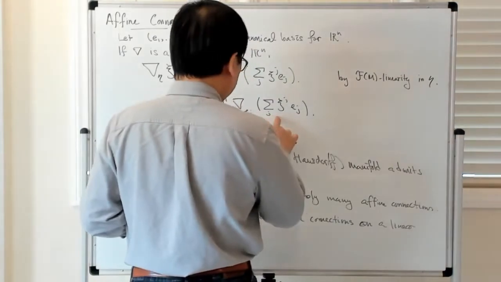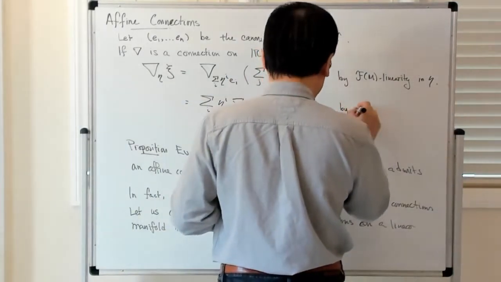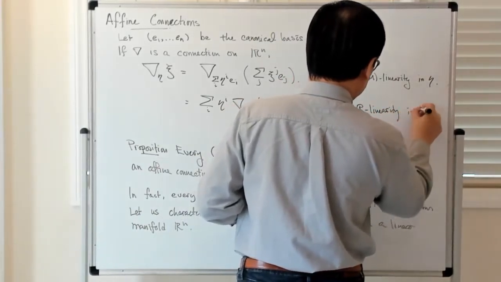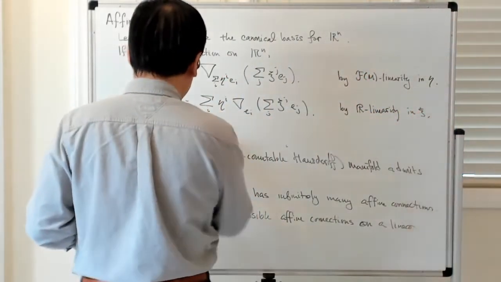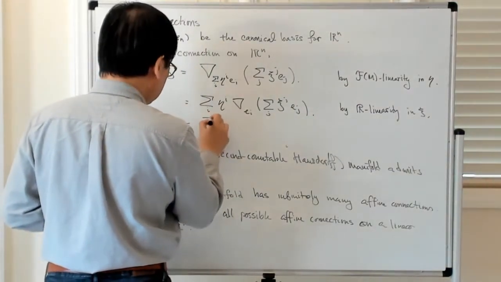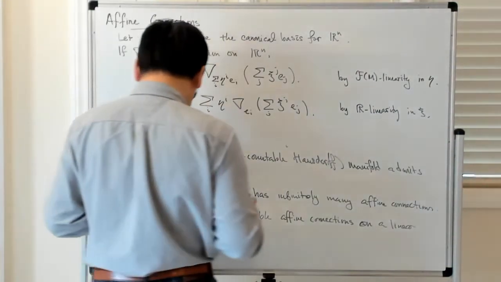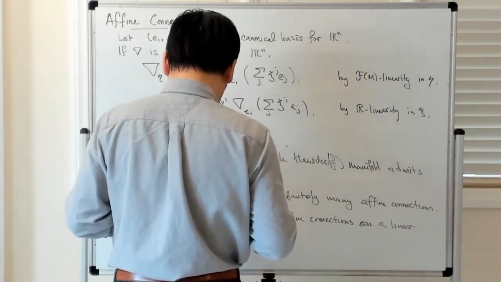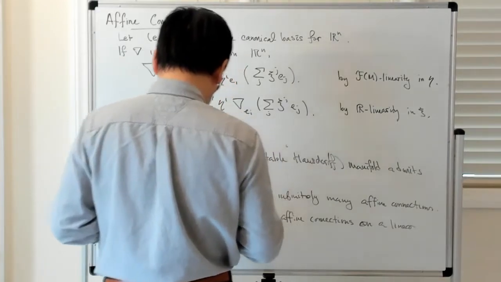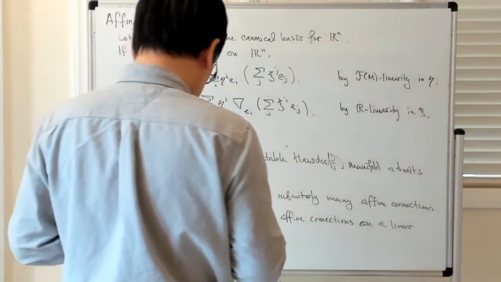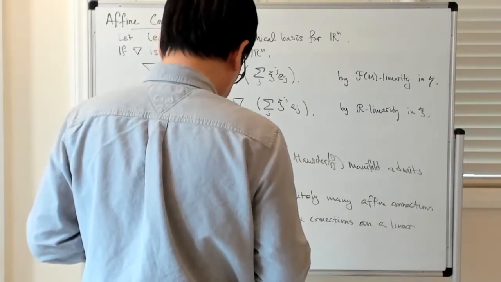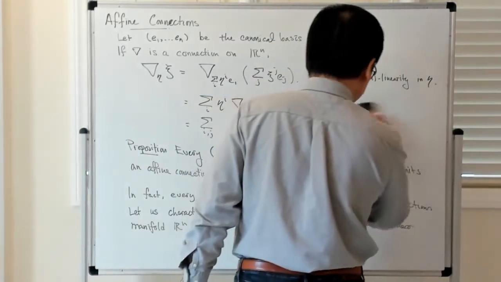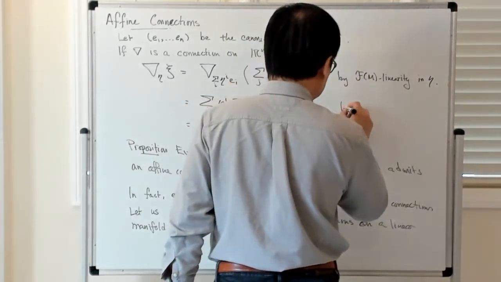Then again, I can use R-linearity in C. This is equal to the sum over i and j... actually, no, I don't want to use that. Sorry. I want to use the Leibniz rule. By the Leibniz rule.